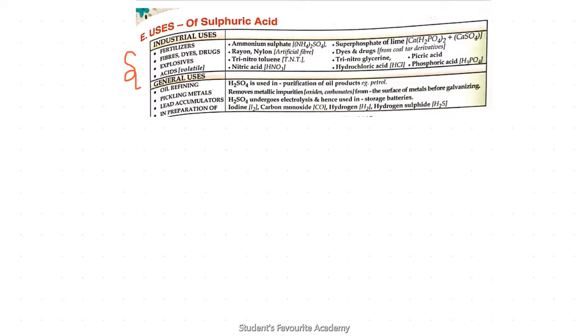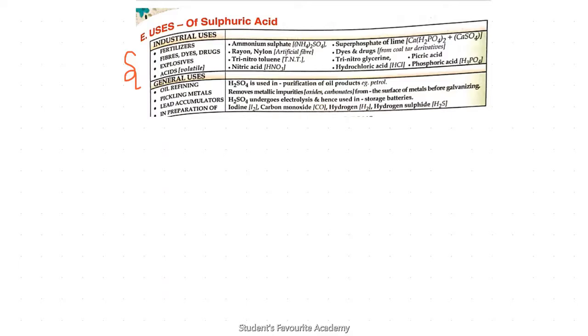Now if I talk about the general uses, H2SO4 is used in purification of oil products like petrol. So if I want to purify the petrol, I can use H2SO4. Now as a pickling material, it is removing metallic impurities from the surface of metal. So what is galvanizing, children? In the process of galvanizing we are using zinc, and before the process of galvanization, if I want to remove the metallic impurities, then I can just use H2SO4 for removing them.